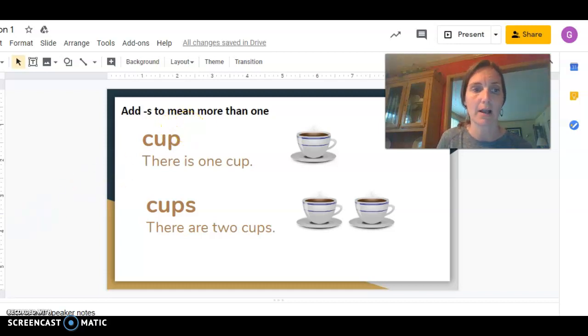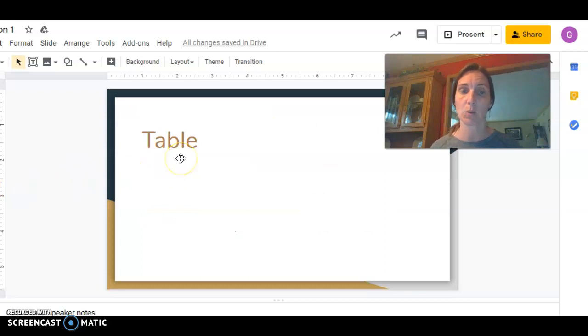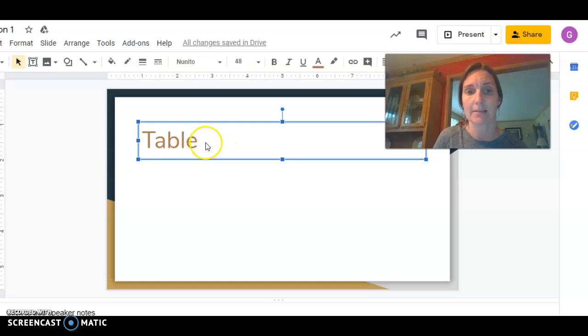Let's take a look at another example. This is the word table. I have one table. But now when I add the suffix s, I have the word tables. I have two tables in my house. So that means more than one.